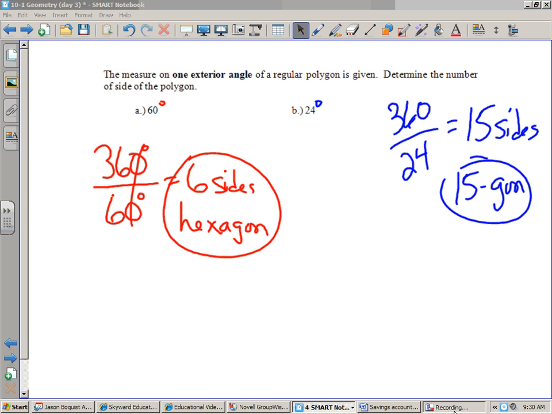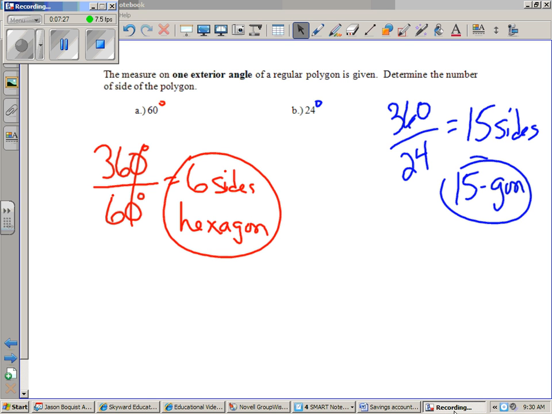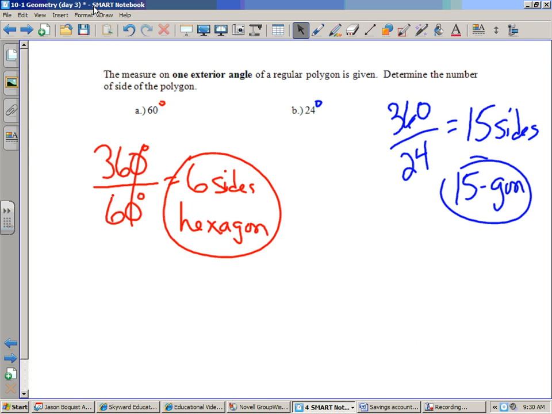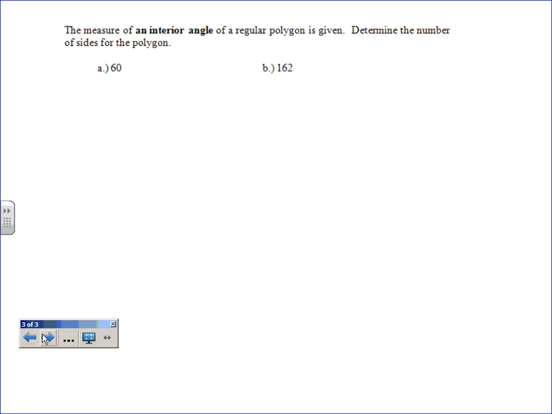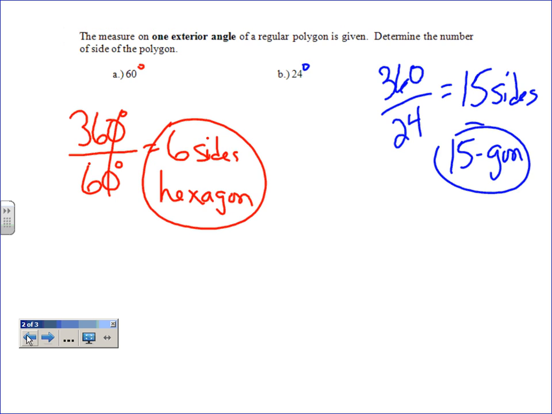So, any questions so far? You notice, what have I been doing so far? I've been sticking to those exterior angles. Ooh, I gave you an interior this time. It's a regular polygon, though. Determine the number of sides. Well, isn't that the same number we started with last time, 60? Oh, yeah, look at that, 60 and 60.